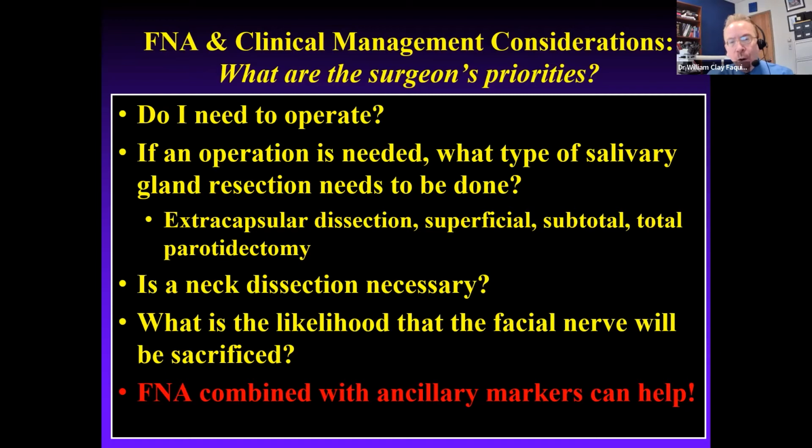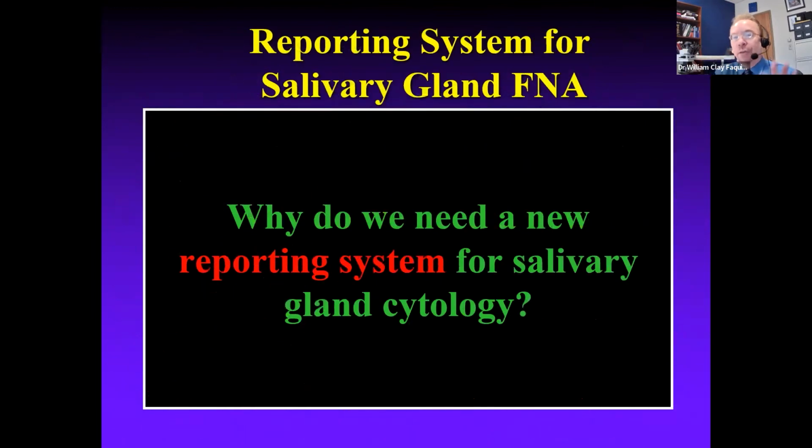And for difficult cases, that's where we need to make sure that we get material in a cell block, generally for ancillary markers, or in combination with the FNA, you may go back and do a core biopsy for ancillary material. Okay, so that's a little bit of background to salivary gland sampling.